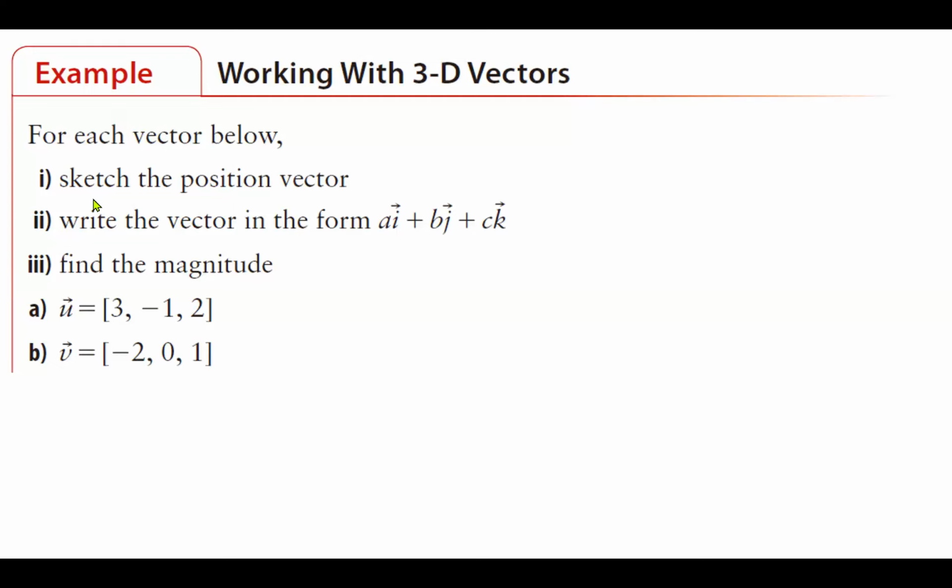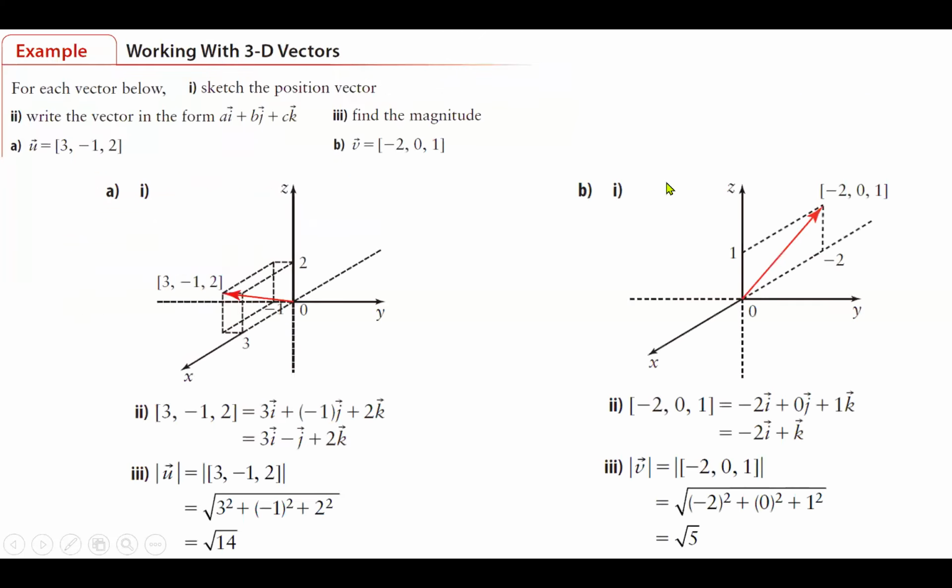Okay, have you finished? Let's have a look at the solution together. So let's have a look at question A first, which is illustrated in the graph on the left. So this vector u, (3, -1, 2) are the three components of u, right? This can be expressed as 3i minus j plus 2k. And the magnitude of u is given by square root of 3 squared plus (-1) squared plus 2 squared, which is square root of 14.